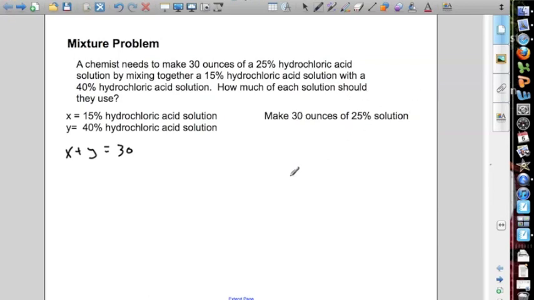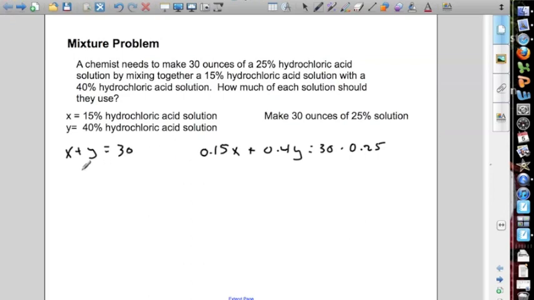The other thing I have to worry about is making a 25% hydrochloric acid solution. I want to work with the 15% as a decimal, so I take 0.15 times X. That finds how much pure hydrochloric acid is going to be in that part of the solution. Then I add to that the 40%, which as a decimal, remember, is 0.4, times Y, because that's how much of that type of solution I have. So this gives me how much pure hydrochloric acid I have. If I want 25% hydrochloric acid in 30 ounces, I take 30 times 0.25, and that gives me how much pure hydrochloric acid I need total. This is the system of equations that I need to solve.